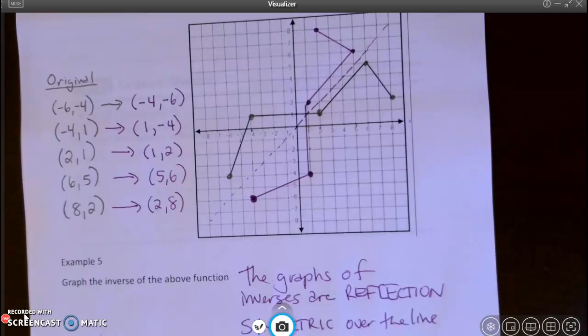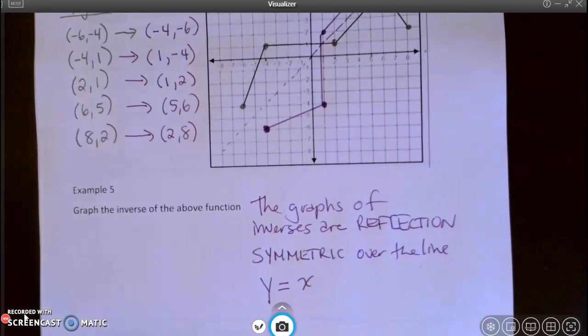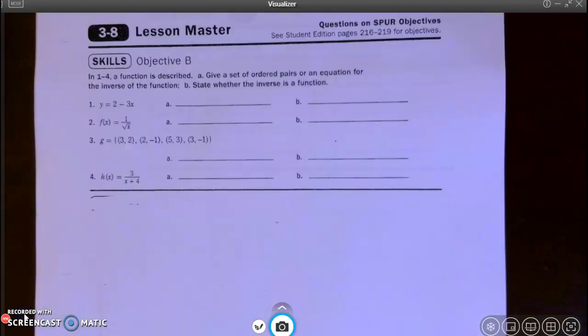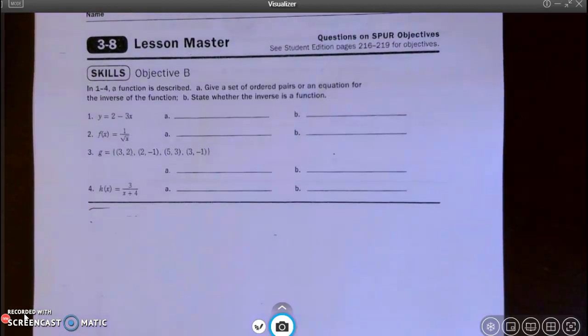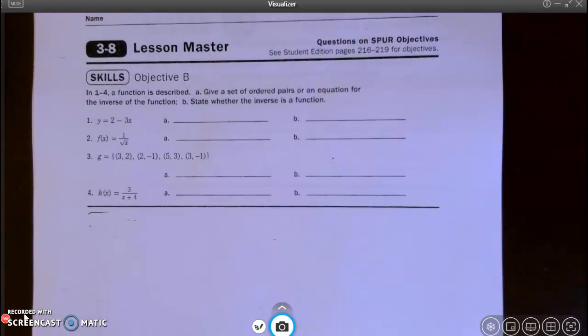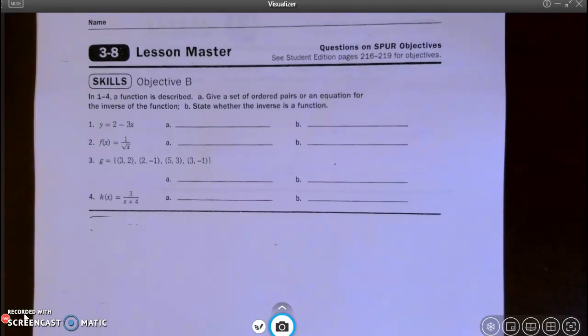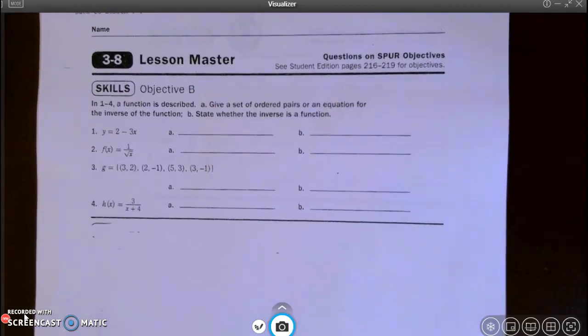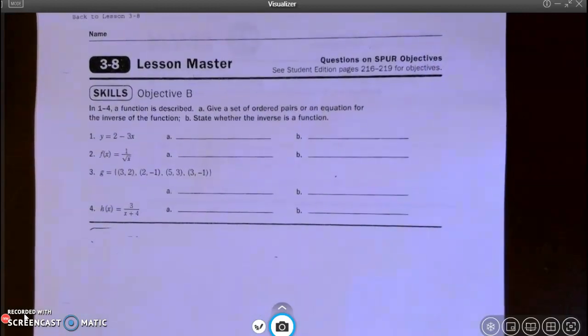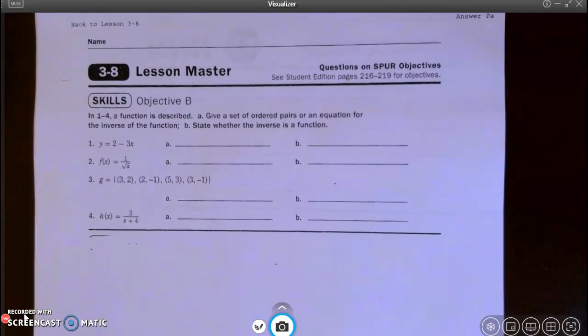If they reflect over that line, then I know I've graphed them correctly. All right, so let's look at Lesson Master 3.8. It says a function is described, give a set of ordered pairs or an equation for the inverse of the function, and then state whether the inverse is a function. All right, so let's start with number 1.